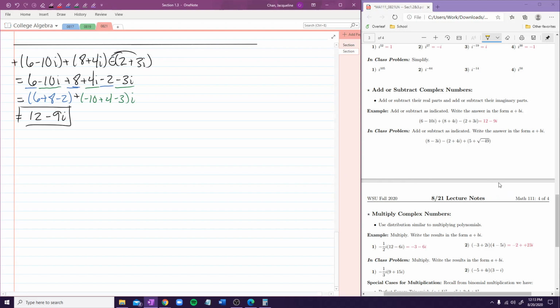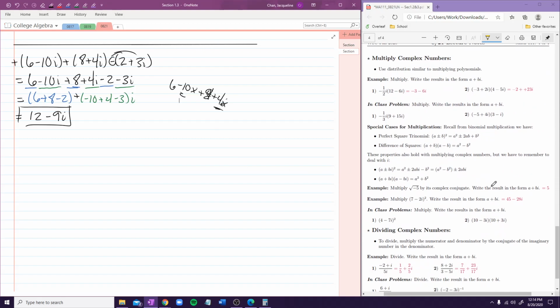So adding and subtracting complex numbers, not too bad. Just remember, it's pretty much as if i were x. So if I did 6 minus 10x, how would you add these? You would just combine the like terms.